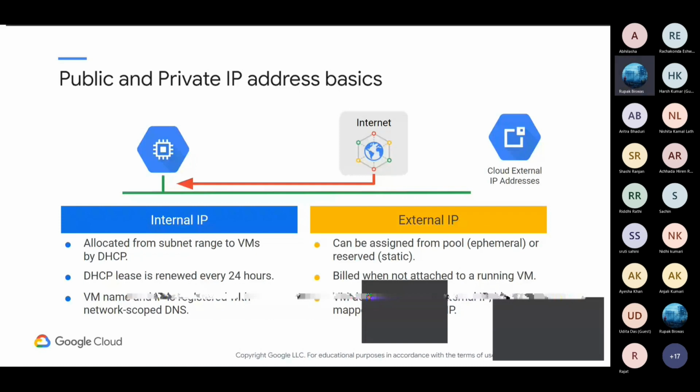Firewall rules are applied to the network as a whole, and connections are allowed or denied at the instance level. There is another term: implied deny all ingress and allow all egress.